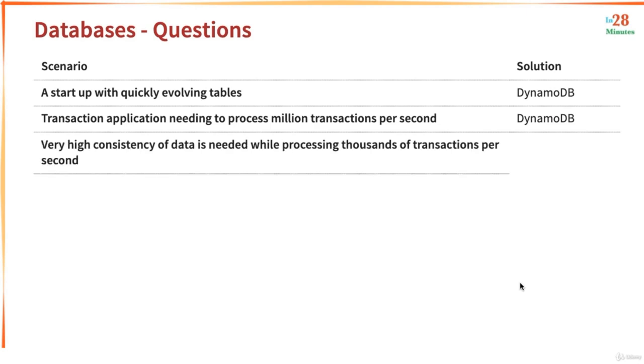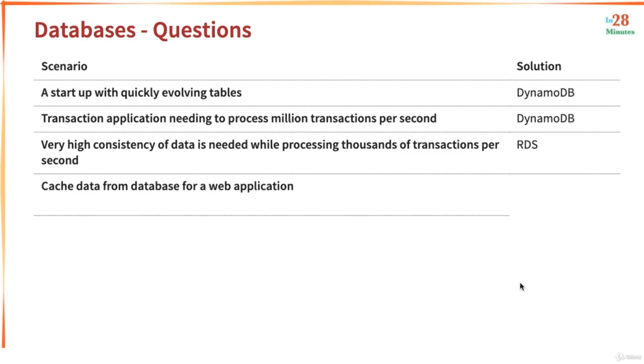The next situation is that very high consistency of data is needed while processing thousands of transactions per second. And the obvious choice here is to go for a relational database. So it's Amazon RDS.